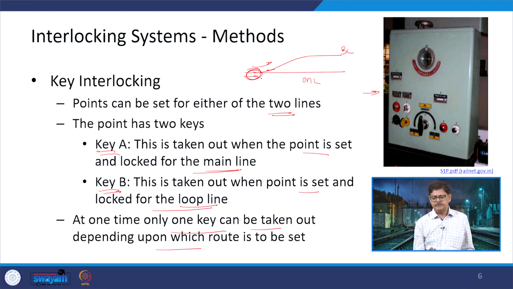So if it is being set for the main line, only one key, that is key A, will come out, and at this point the turnout which allows the movement on the branch line will not be set. So the tongue rails will be put in such a position that the train will keep moving in the straight direction. So there the key A is going to be taken out of the block instrument.